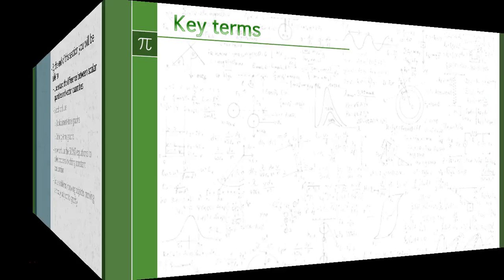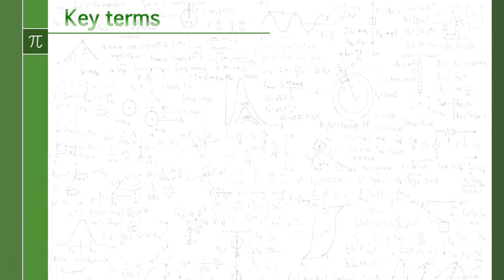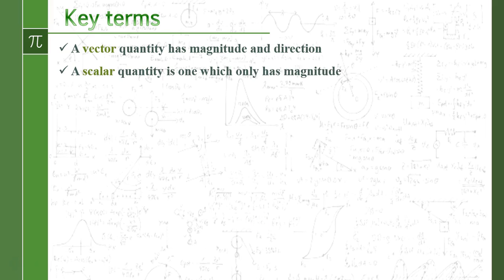So here we go. Key terms that we need to know before we start really studying particles that are moving. A vector quantity has two components: a magnitude and a direction, whereas a scalar quantity only has magnitude. And by magnitude, we just mean size. So the difference between the two is that the vector has a direction as well as the size.